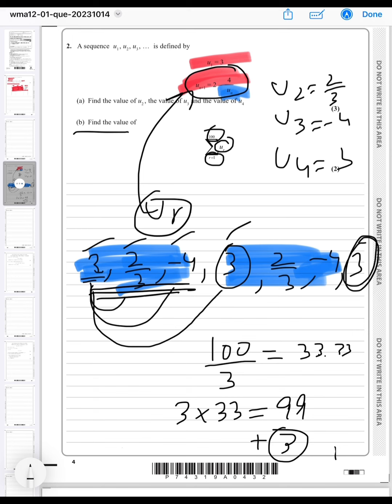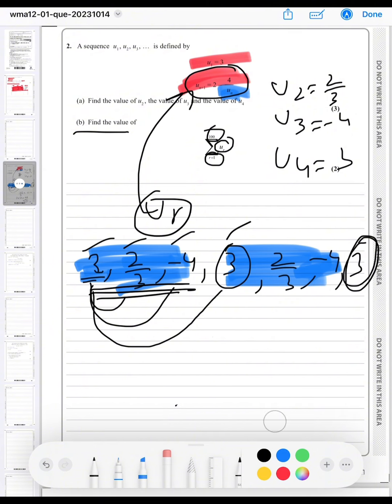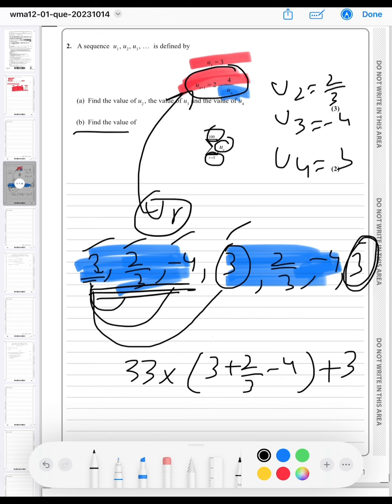They are asking for the summation. So we will do it like this: 33 times we will have this pattern, and in the last we will have the first number again. Now if I do the multiplication here, this will be 3 plus 2 upon 3. I'm just doing it on my calculator, it's not on the screen. Minus 8 I'm getting. So minus 8 is the answer. I hope the concept is clear.